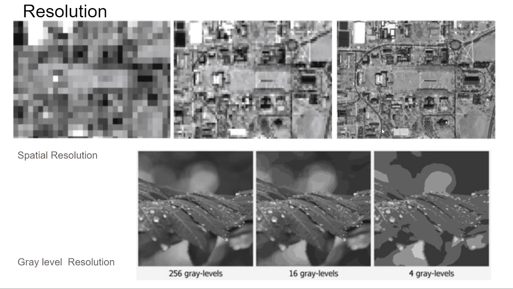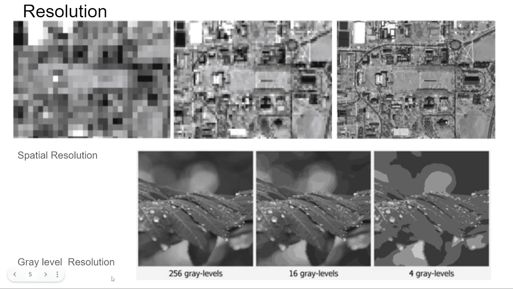So this indicates that as the number of pixels in a unit area is increased, it will increase the spatial resolution and it will increase the quality of the image. So if you want to get more clarity, we have to increase the spatial resolution. So we have to increase the number of pixels per unit area.